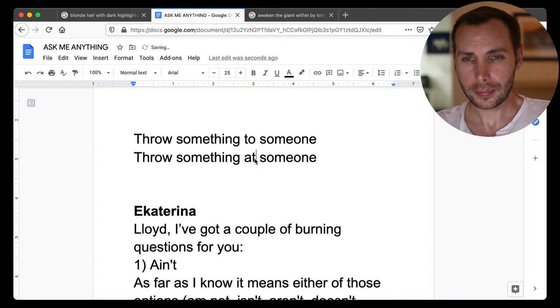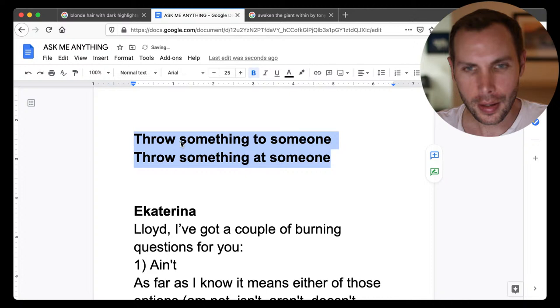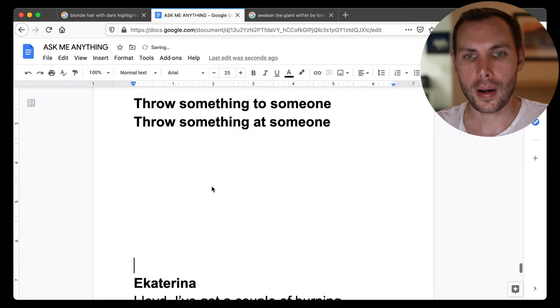Now, does anybody know the difference? Before I explain, does anybody know what would be the difference between these two? Throw something to someone, or throw something at someone? Can anybody explain what the difference is between these two? If I throw something to you or throw something at you, there's quite a difference.